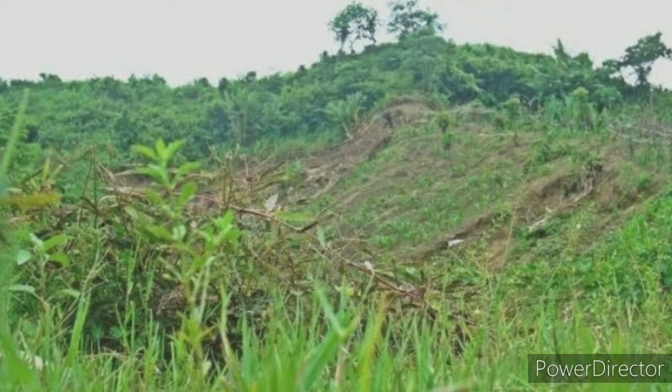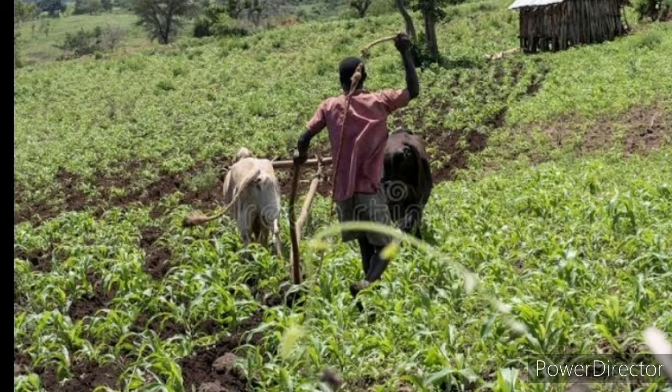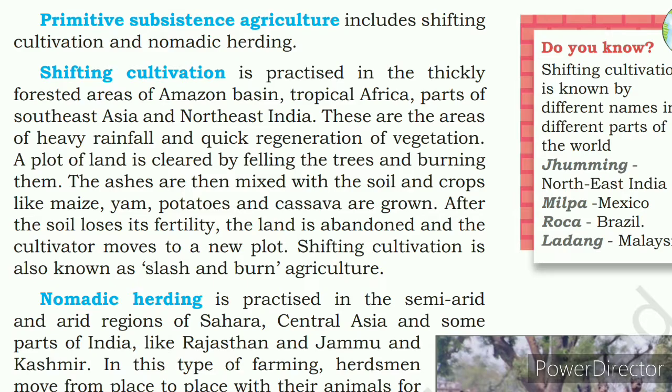They use different types of tools, sometimes bamboo, for digging and sowing the seeds. After that, for one or two years they continuously do their work. After that, when the soil loses its fertility due to soil erosion, they shift to another area. That is called shifting cultivation.